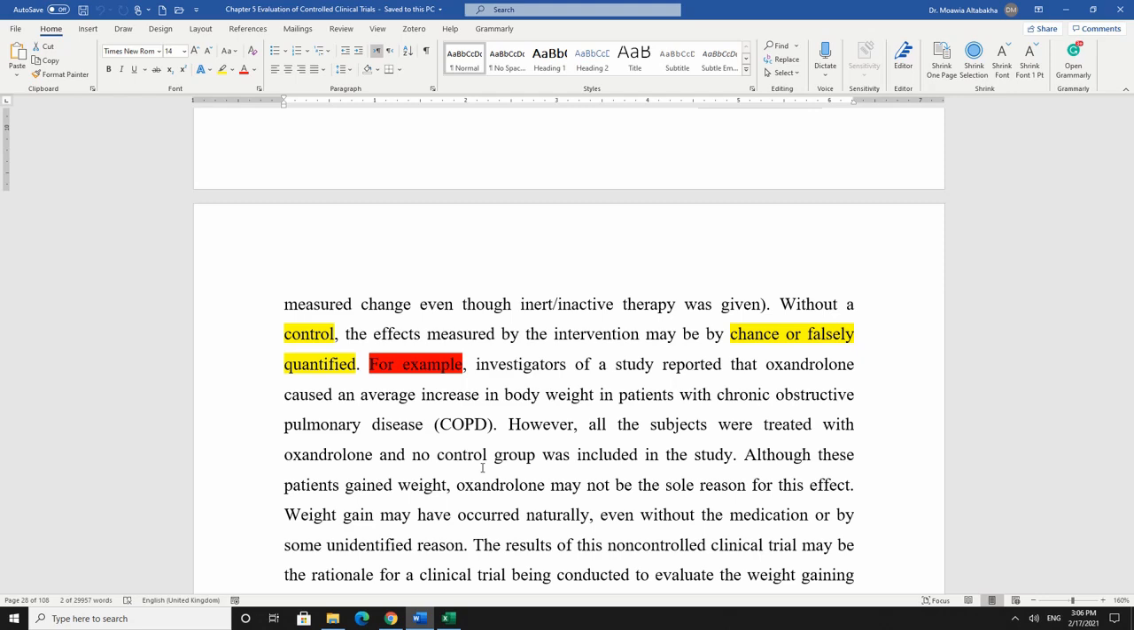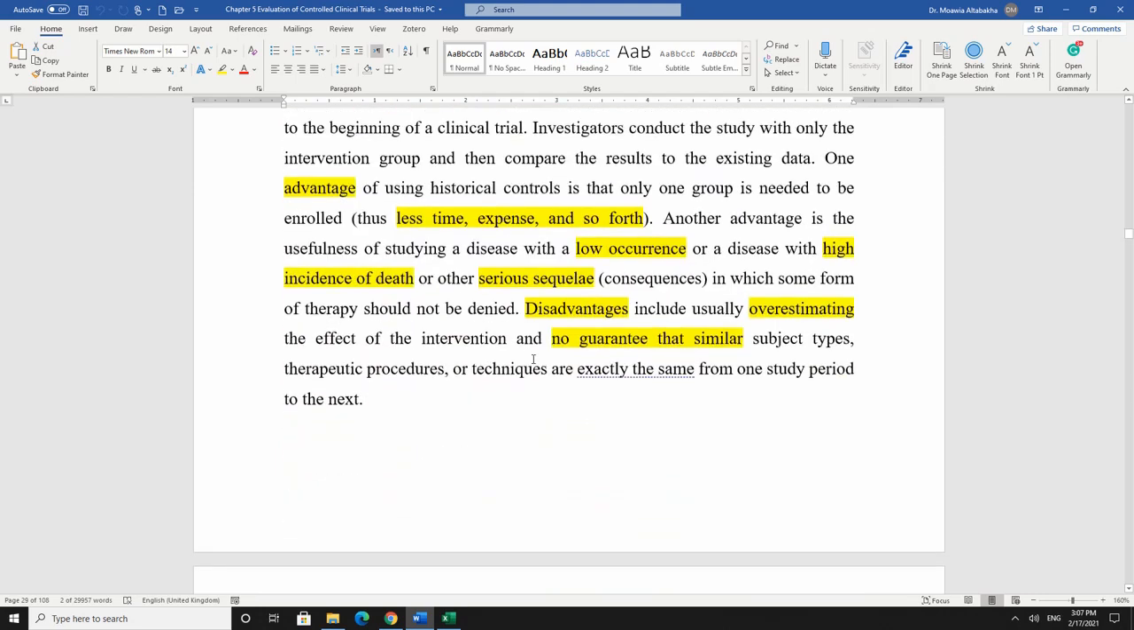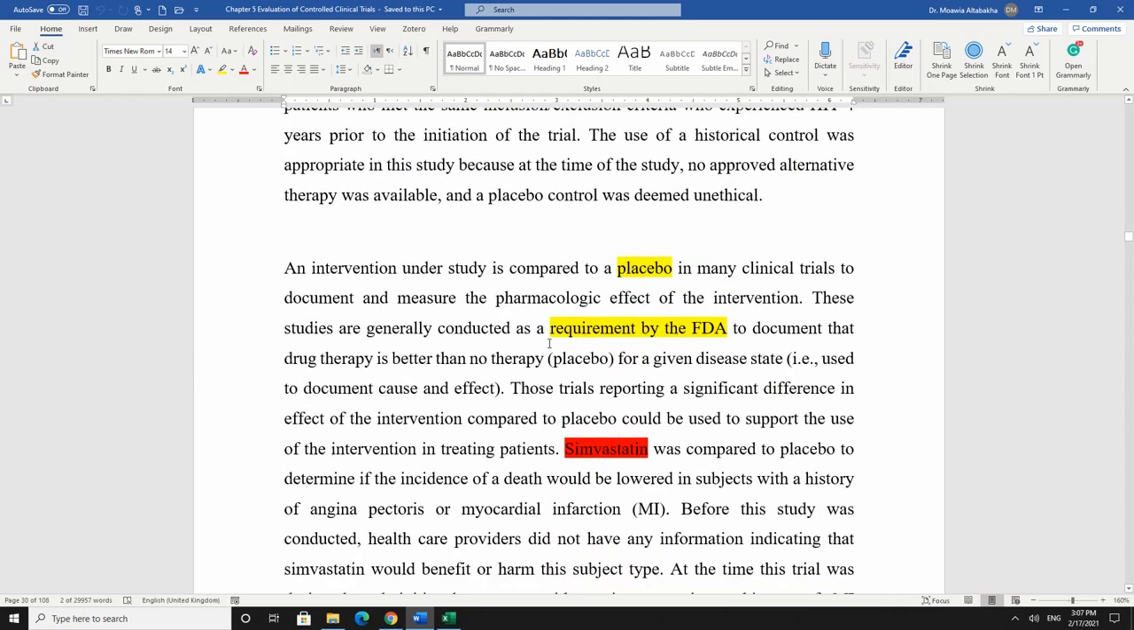So in order to prove that your drug is effective and measure this effect, you need to have a comparison. Okay, you need to have a control group. Now, as I told you, placebo is one of the control groups, and let me talk about that, and then I will go back to historical data.